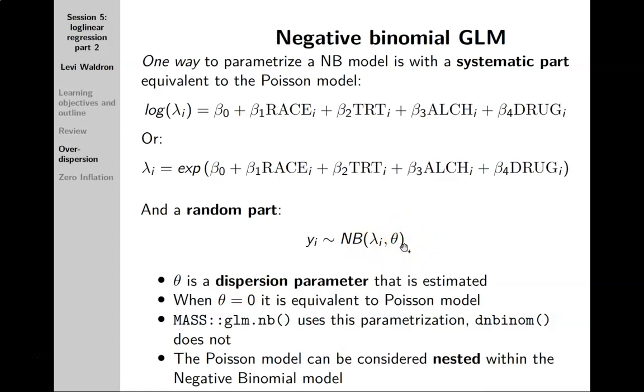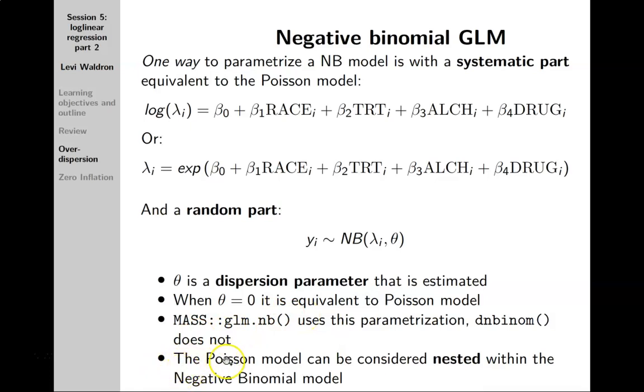to the Poisson model. And just as a note, this glm.nb function that we're going to use from the MASS package uses this parameterization. The dnbinom function that's from the base package uses a different one. But this one is very appealing just because of this simple interpretation of it. Still has a lambda, and if its second parameter is 0, it's a Poisson distribution. If that second parameter is something greater than 0, then it's overdispersed.